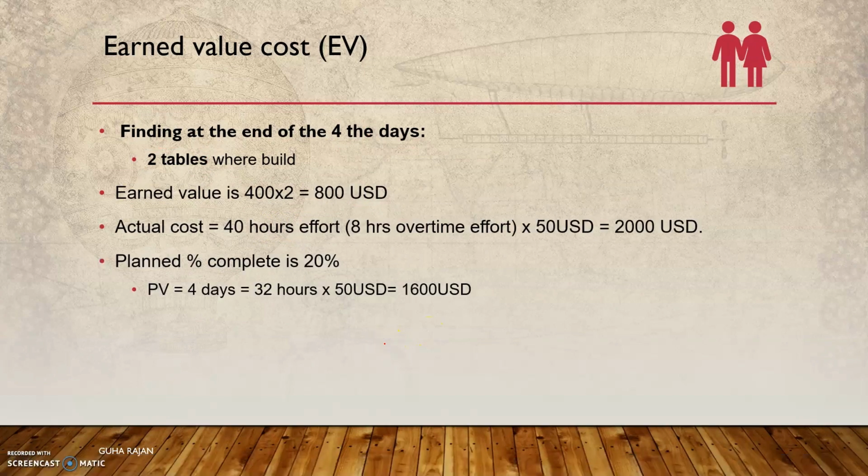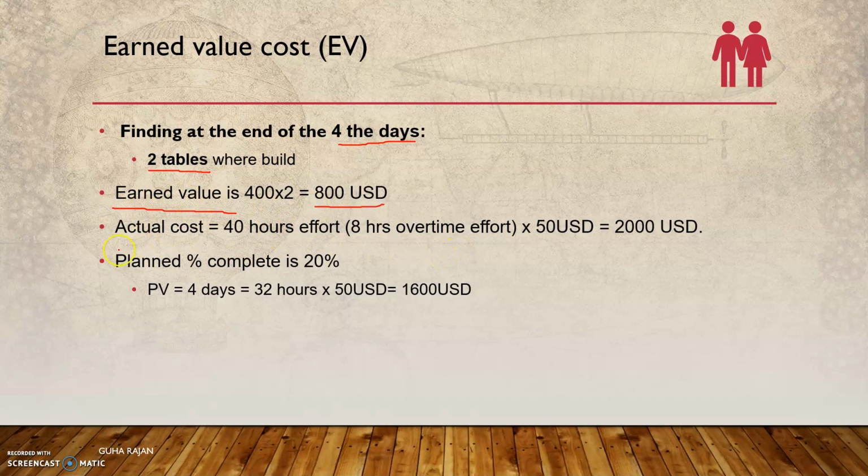Welcome back. I hope you have worked through that example and found out whether we have a schedule variance, cost variance, what is the schedule performance index, cost performance index. Now we will validate what you have calculated with my discussion. We said at the end of the 4 days, only two tables were made. That itself indicates that there is a schedule variance. We are not on track. The earned value is only 800 USD.